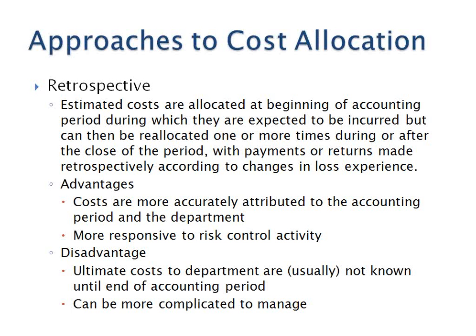The disadvantages: ultimate costs to departments are usually not known until the end of the accounting period. What that means is that if we have a claim at the beginning, there's that loss development. We know a claim that's $10,000 may cost more, and depending on whether you have a 1-year allocation or a 3-year, like Rayleigh's did, the ultimate costs are going to be determined over a longer period of time. And I would say it is more complicated to manage. In most cases, if you're a large organization, it's going to be fairly complicated.